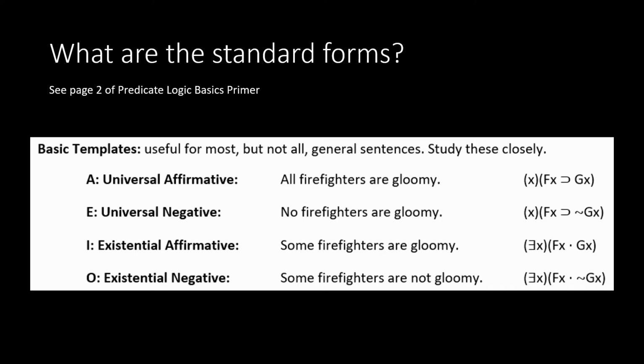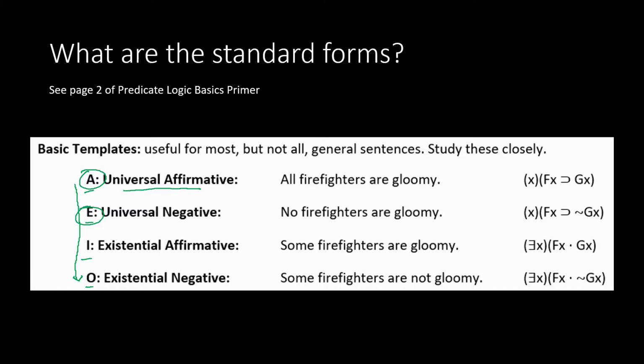In fact, the AEIO convention is a historic mnemonic device. They go in alphabetical order by vowel: A, E, I, and then O. And then the order is universal first, and then existential, and then affirmative first, and then negative. So in other words, universal affirmative is the alphabetically first vowel, then universal negative is the next alphabetical vowel, existential affirmative is next, and then existential negative is last.